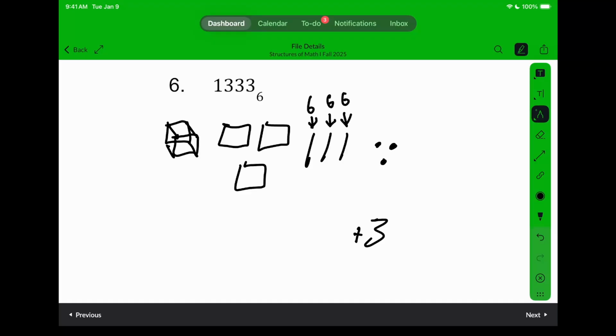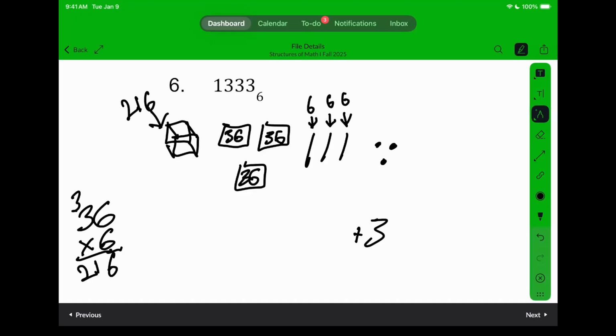Each of these longs are 6. 6 longs make a flat. 6 times 6 is 36. So each of these flats are 36. 6 flats make a cube. So 36 times 6, we can actually do this on the side here, using standard algorithm. 6 times 6 is 36. 6 times 3 is 18, 19, 20, 21. So there's one singular cube, and each cube in base 6 is 216.